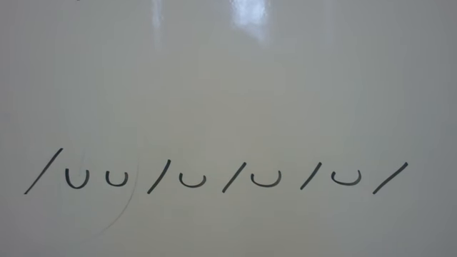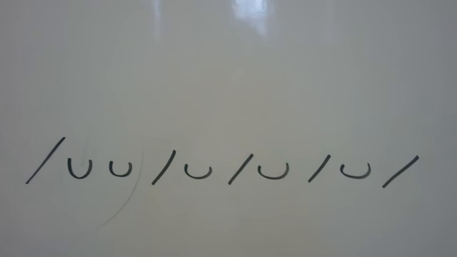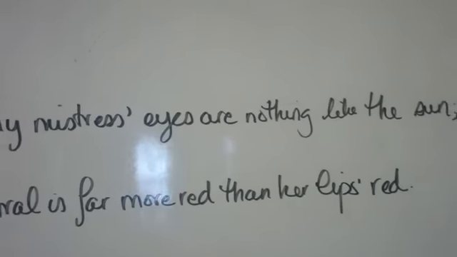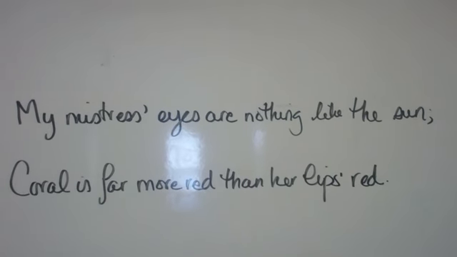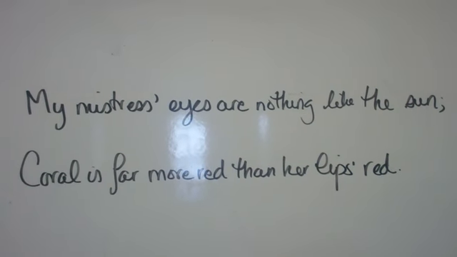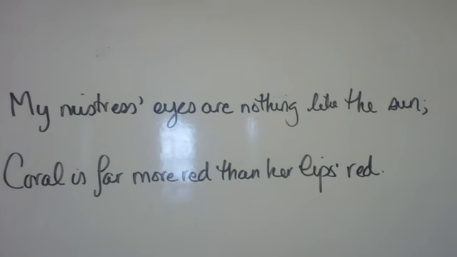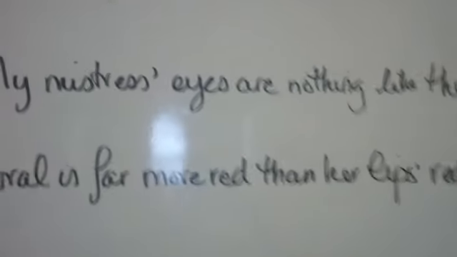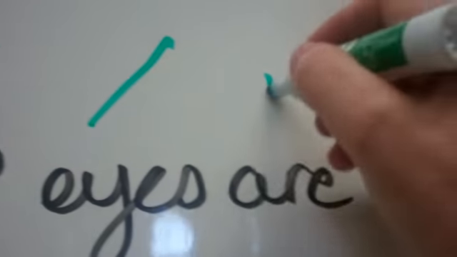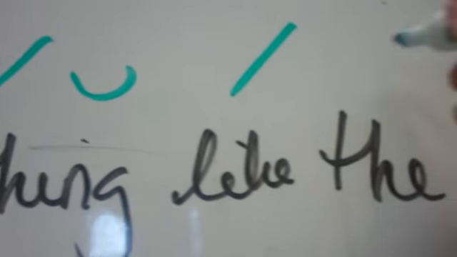Now sometimes there has to be that trochaic substitution. You just cannot read the line unless you change it. So here's an example from Shakespeare's Sonnet 130. "My mistress' eyes are nothing like the sun. Coral is far more red than her lips' red." So that first line can be perfectly regular. "My mistress' eyes are nothing like the sun."